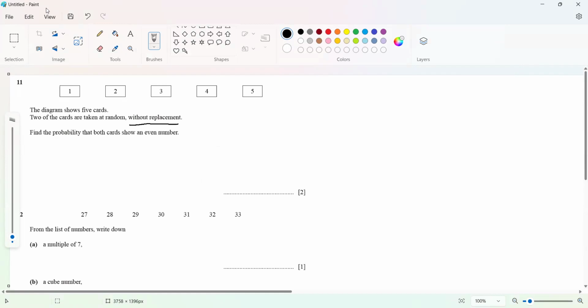So from here, find the probability that both cards show an even number. So probability of even, right? We want even and even. So what's the probability of an even number first to start? Probability even is just, there are 2 even numbers here, so it's 2 over 5.